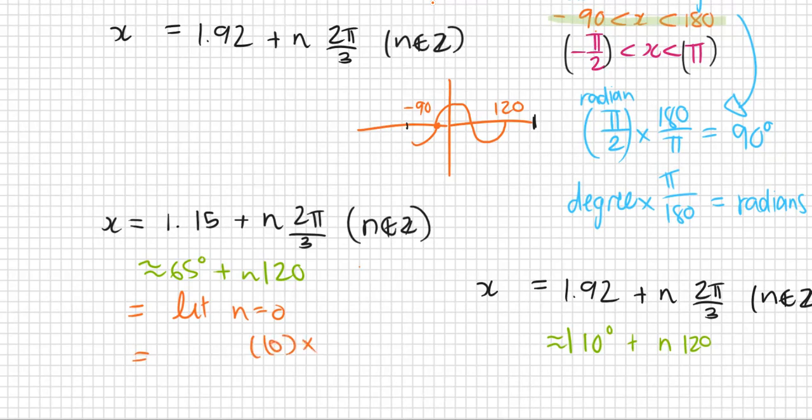0 times 120, so that just becomes 0. So 65 can be one of the answers. So 1.15 is one of the answers, 1.15 in radians.